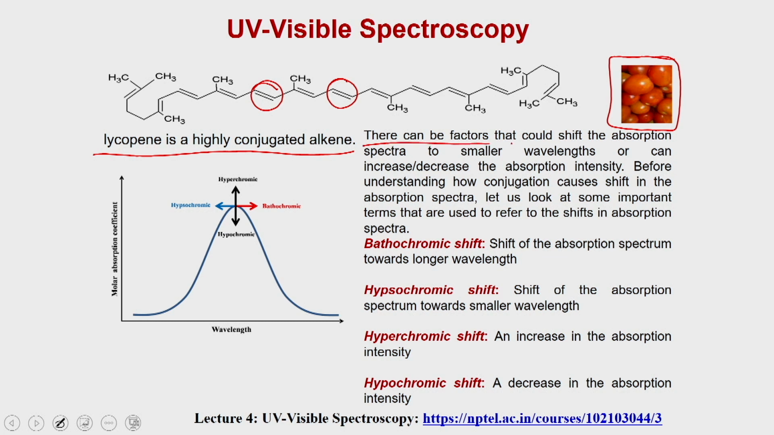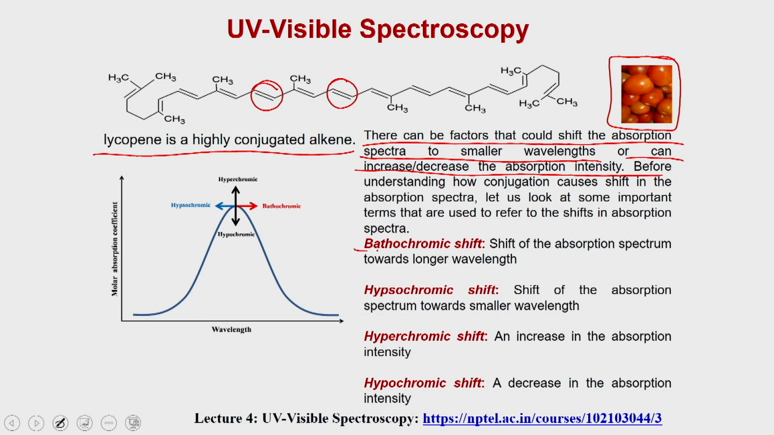So, there are factors which can shift the absorption spectra to a smaller wavelength, or can increase or decrease the absorbance intensity. So, what are these? These phenomena can be described in different ways. When you see a shift in the absorption spectra, or an increase or decrease, for all these phenomena there are specific terminologies that people use. So, what are these terminologies?